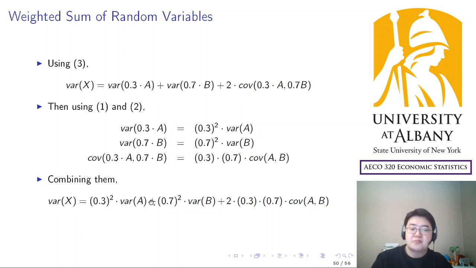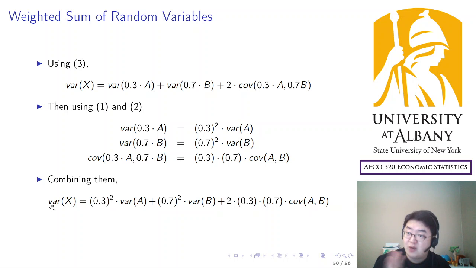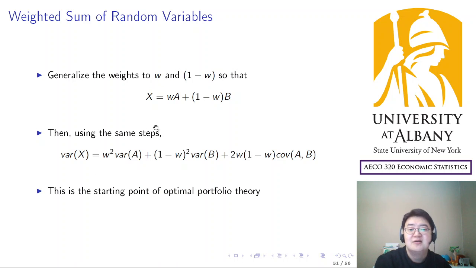We know the variance of A, the variance of B, and the covariance between A and B, so you can calculate the variance of X. Let's do that. Oh, I didn't do that. We are going to do that later, I guess. You can do that. The final algebra is not a big deal. You can calculate what you get. And we are going to generalize that.